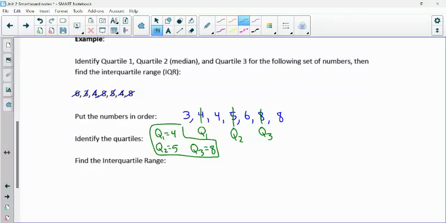So our IQR, very good, is Q3 minus Q1. So we are doing 8 minus 4. So that is equal to 4.